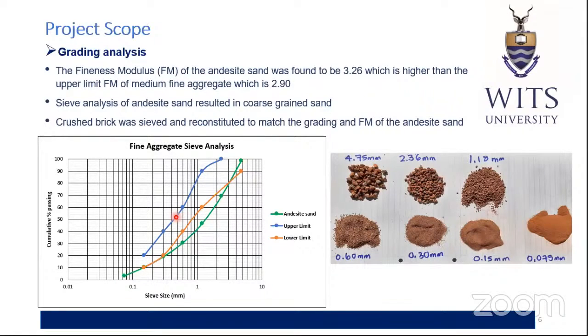Once the grading analysis was done, the crushed brick was sieved and reconstituted to match the grading and fineness modulus of the andesite sand. The reconstituted crushed brick samples can be seen in the picture on the right-hand side, with the 4.75 millimeter sieve shown, and the 2.36 millimeter and 1.18 millimeter fractions constituting the crushed brick sand.